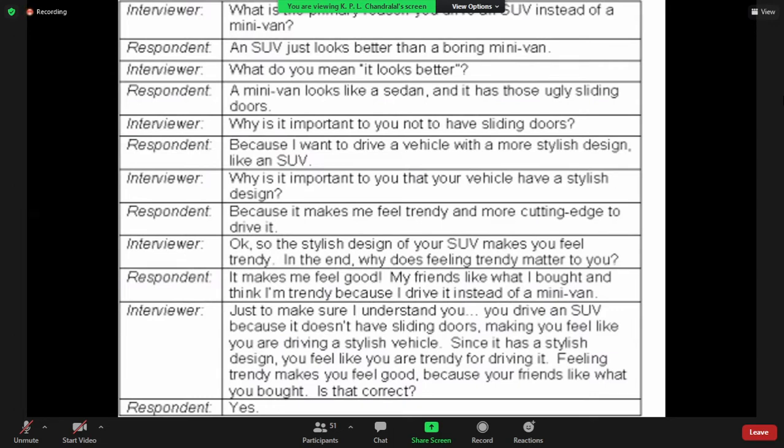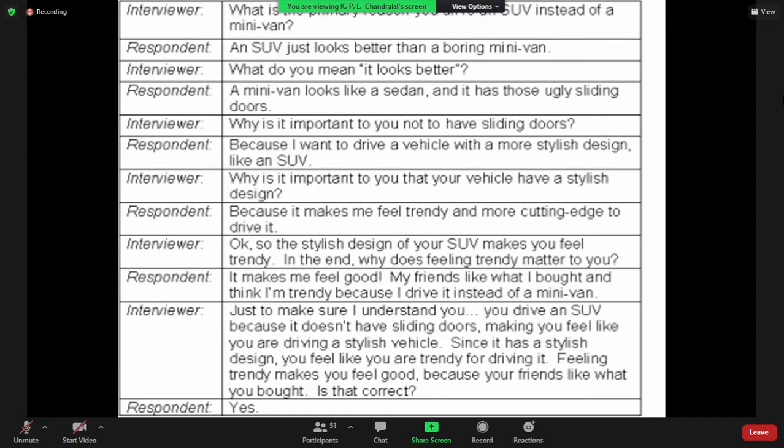Right? Now the interviewer wants to know exactly whether he has come to the end. Just to make sure I understand you: you drive an SUV because it doesn't have sliding doors, making you feel like you are driving a stylish vehicle. Since it has a stylish design, you feel like you are trendy for driving it. Feeling trendy makes you feel good because your friends like what you got. Is that correct? So the person says yes.